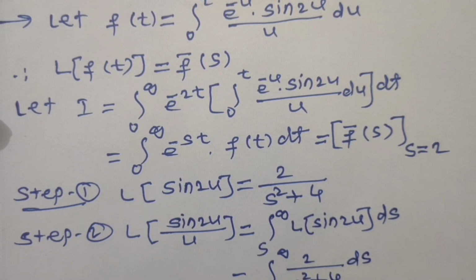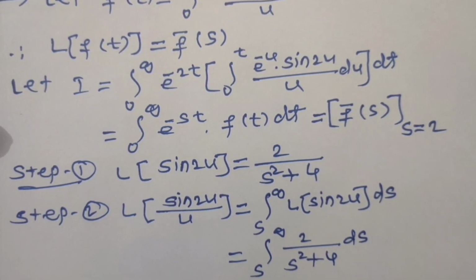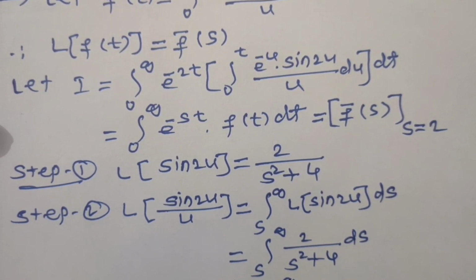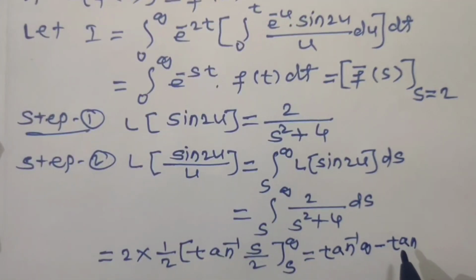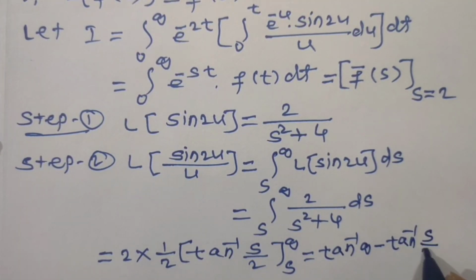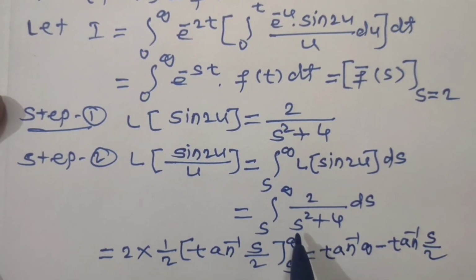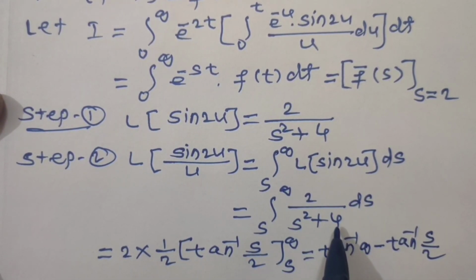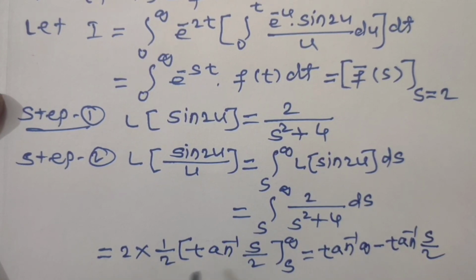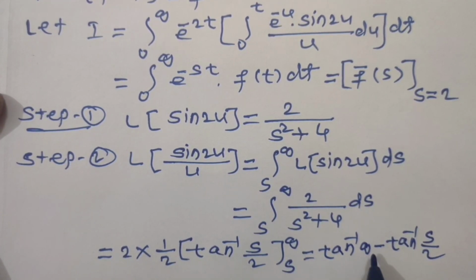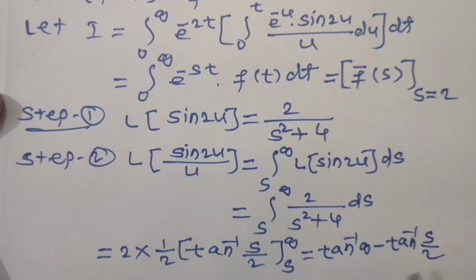This is equal to 2 into 1 upon 2 tan inverse s upon 2, value of this integral, and limits are from s to infinite. 2 gets cancelled, hence tan inverse infinite minus tan inverse s upon 2. Value of this integral is what? 2 into 1 upon s square plus a square, a is 2 square. So 2 into 1 upon 2 tan inverse s upon 2, limits from s to infinite, is equal to, 2 gets cancelled, then substitute upper limit first, tan inverse infinite minus, then substitute lower limit tan inverse s upon 2.